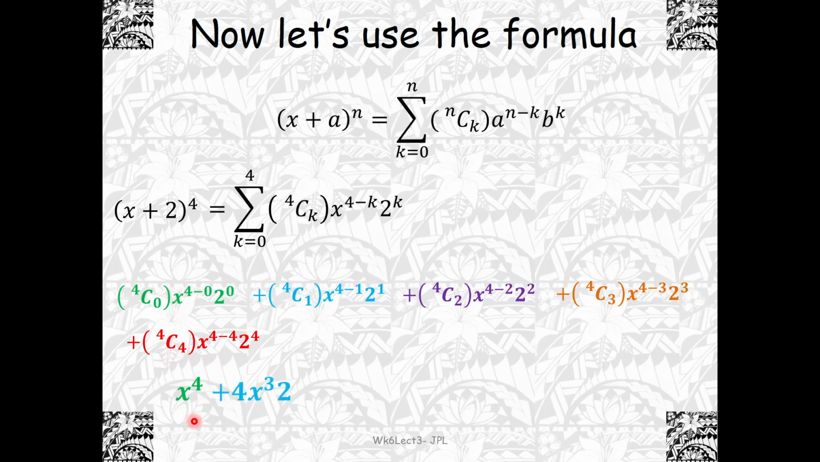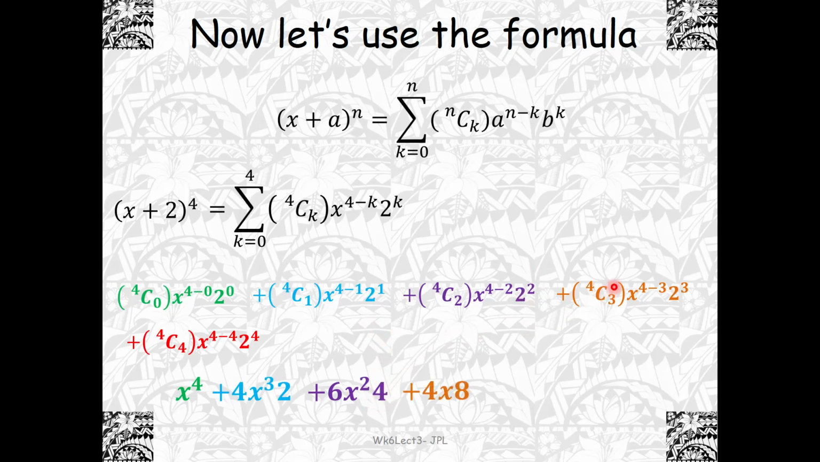Plus, if you type this in your calculator, 4c1, you get 4. x to the power of 4 minus 1, x cubed, and 2 to the power of 1, 2. Plus, same case, 4c2, 6. x to the power of 4 minus 2, x squared, and 2 squared, 4.